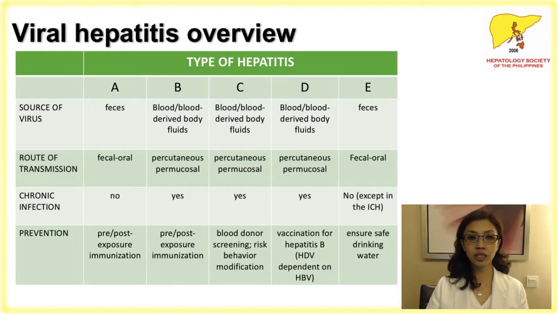Prevention is possible in hepatitis A and B through vaccines. Hepatitis D is a virus entirely dependent on hepatitis B. Thus, immunization of viral hepatitis B means protection against hepatitis D as well.